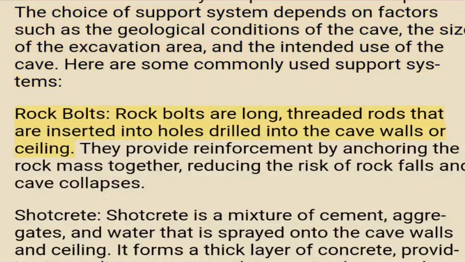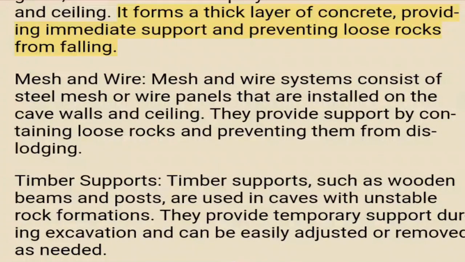Rock bolts. Rock bolts are long, threaded rods that are inserted into holes drilled into the cave walls or ceiling. They provide reinforcement by anchoring the rock mass together, reducing the risk of rock falls and cave collapses. Shotcrete. Shotcrete is a mixture of cement, aggregates, and water that is sprayed onto the cave walls and ceiling. It forms a thick layer of concrete, providing immediate support and preventing loose rocks from falling.